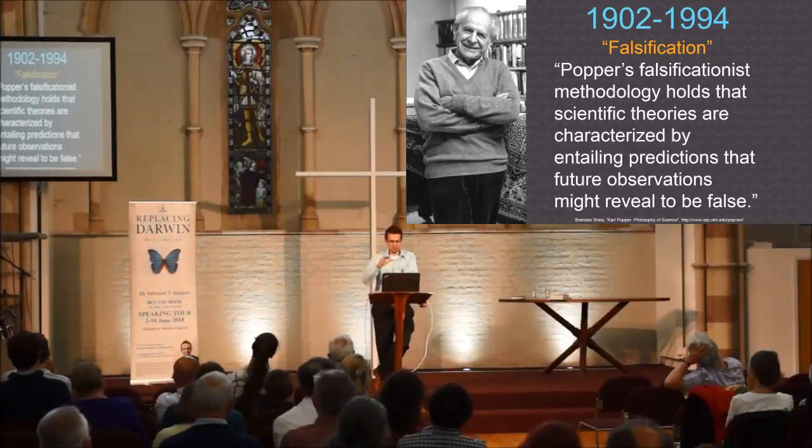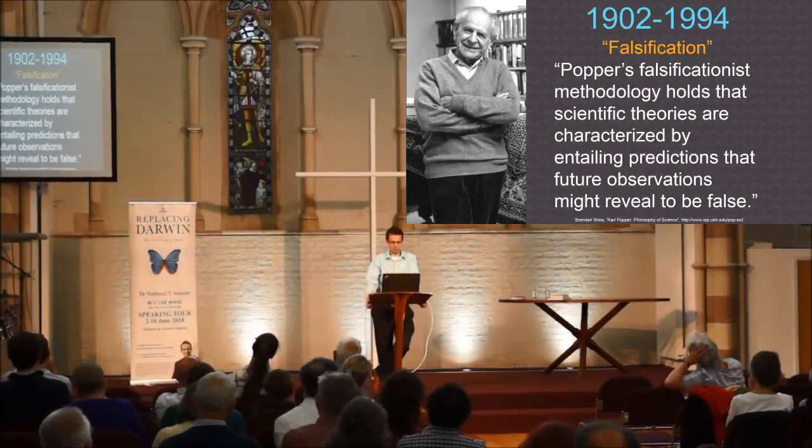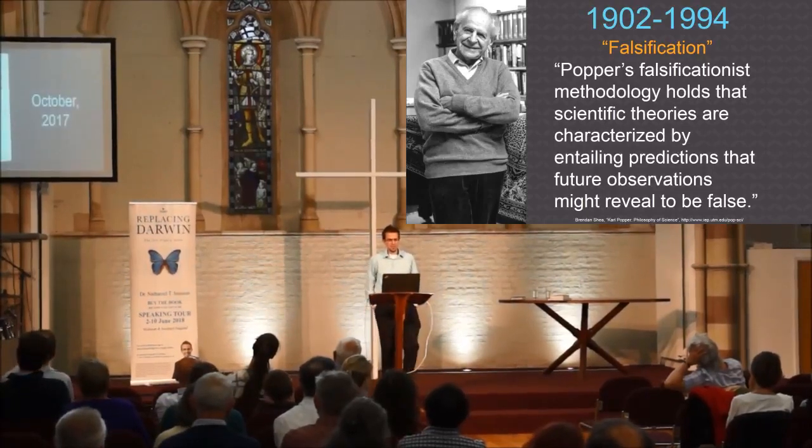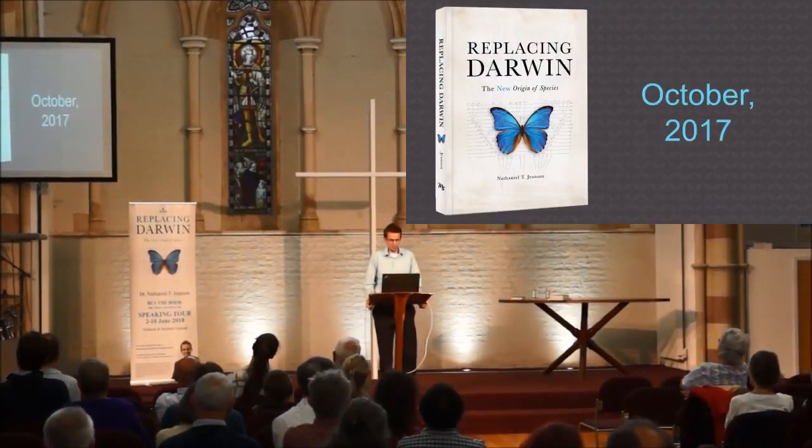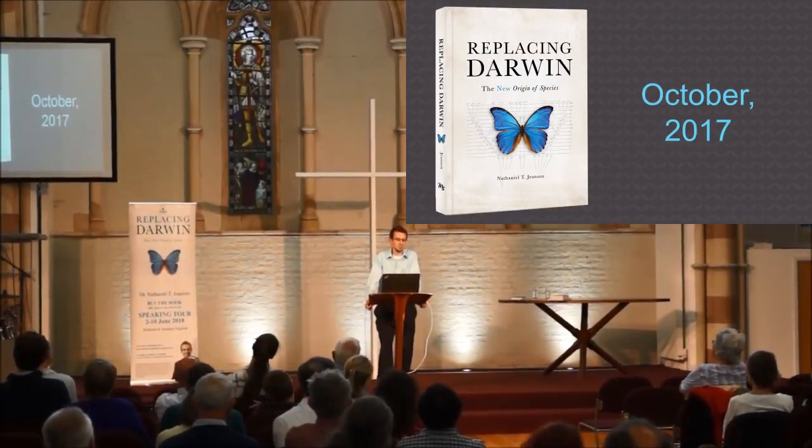That's sort of the counterintuitive way of doing science, falsification. The point here is, this is the standard to which creationists have been held for the past 40 years. "Give us a testable prediction," is what I'm hearing from evolutionary opponents. Last fall, October, I published a book, Replacing Darwin, in which I laid out testable predictions to meet this standard.